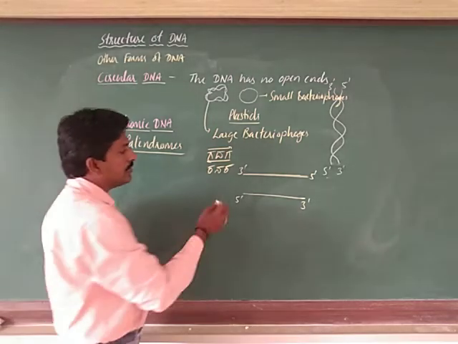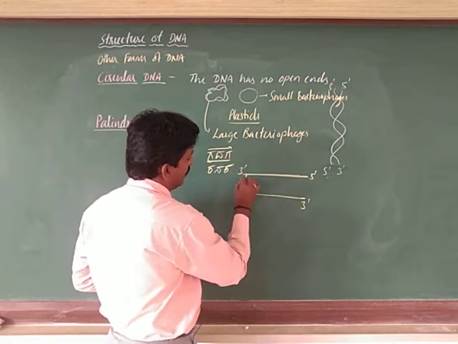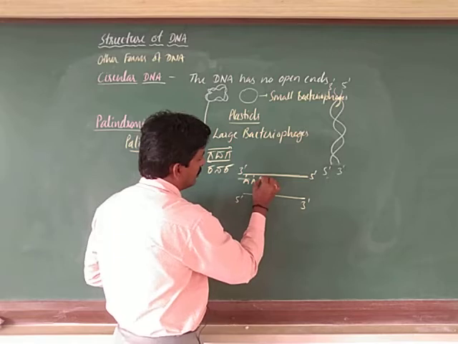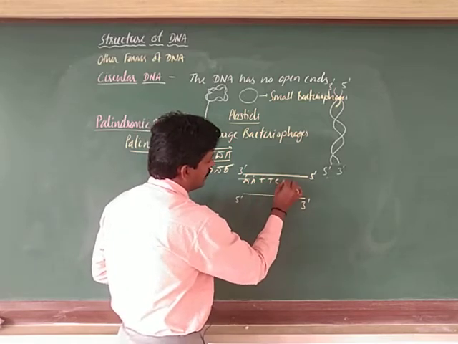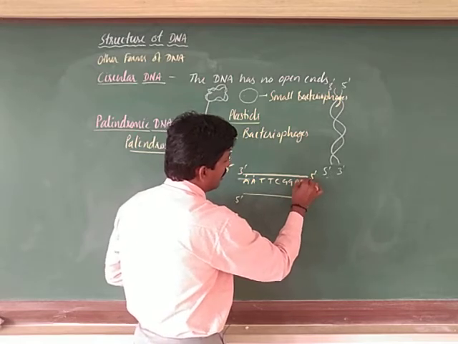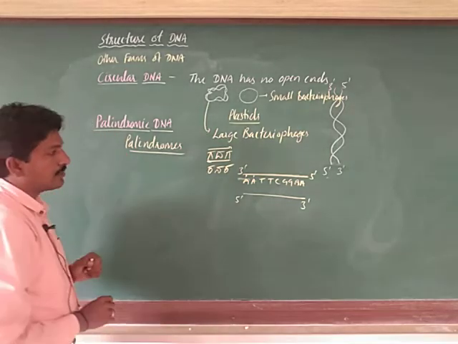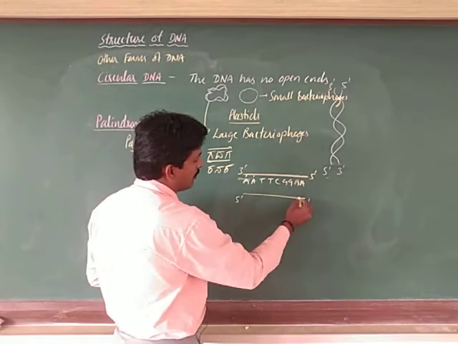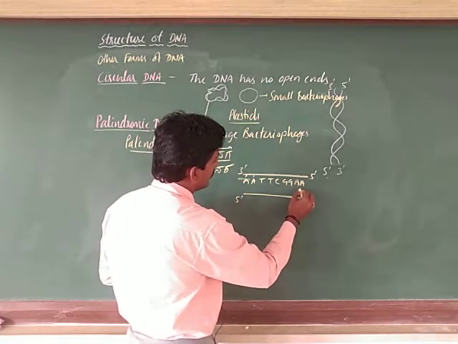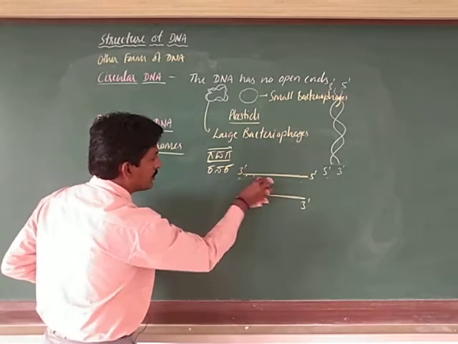Understood? Let us take some nitrogen base pairs on this strand. For example, here I will take A, T, T, C, G, G, and again you can take A. Again you can predict the other strand this way. Here it would be, sorry, you can take the other letters here, just a minute.